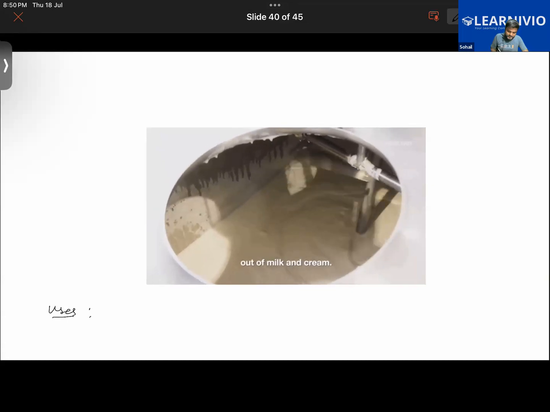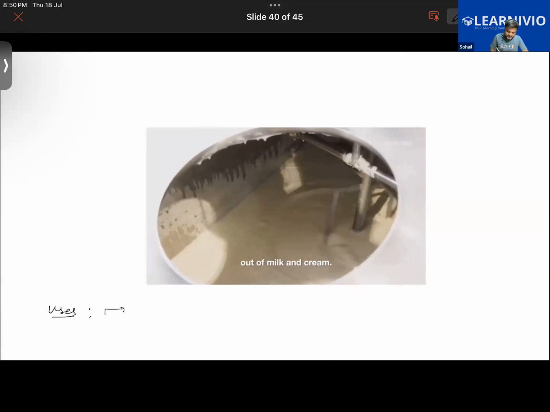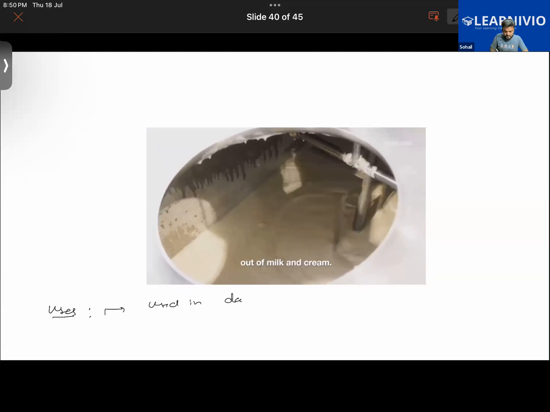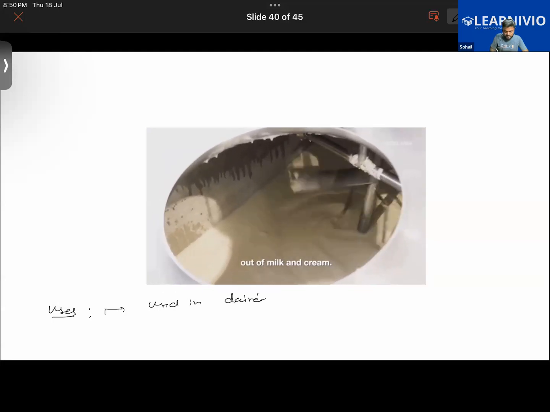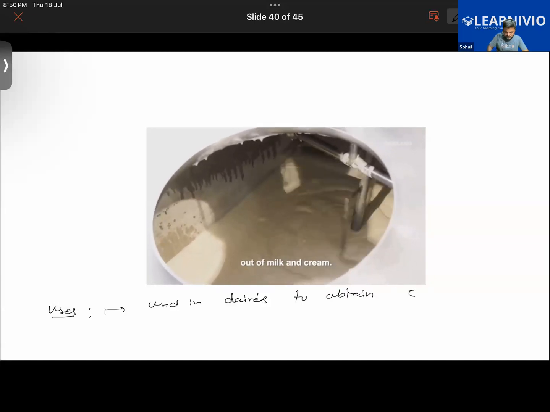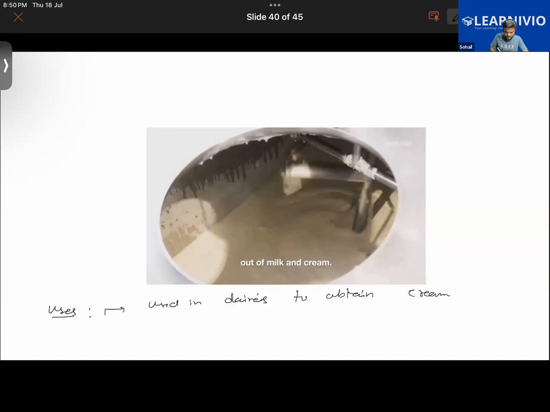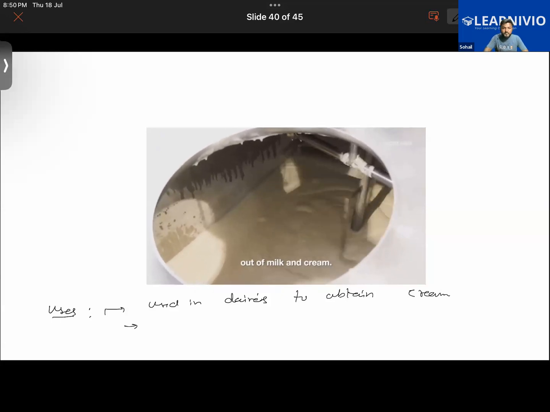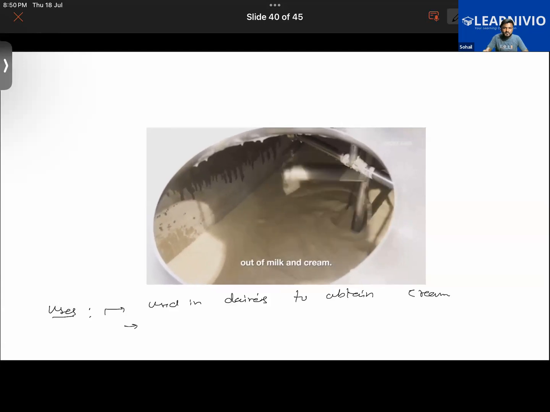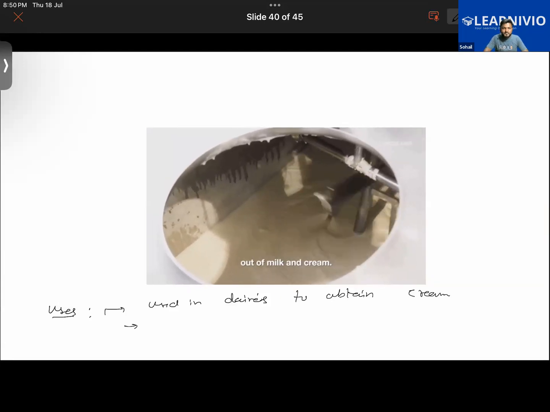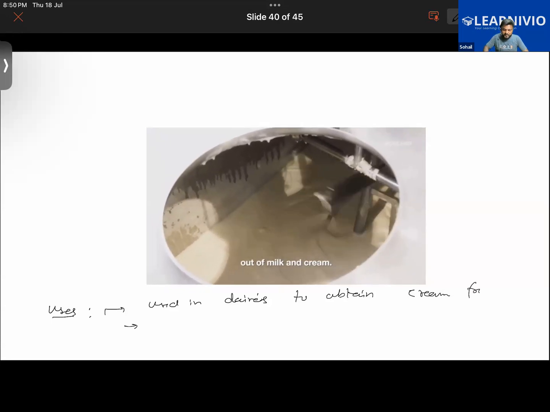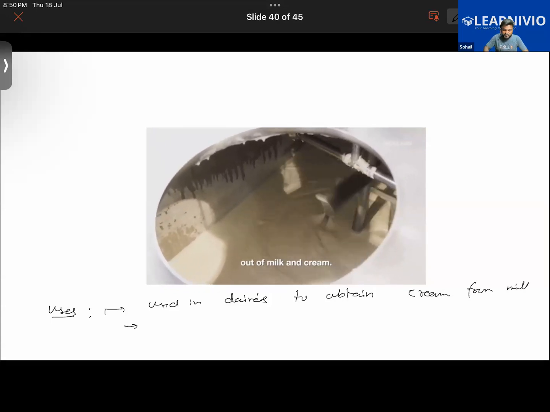So what are the uses we have learned of centrifugation? It's used in washing machines. Sir, to make cream, to make butter. Sir, even it is used for the blood in the lab. Make whipped cream. Exactly. To obtain cream from milk, that is the most common use.